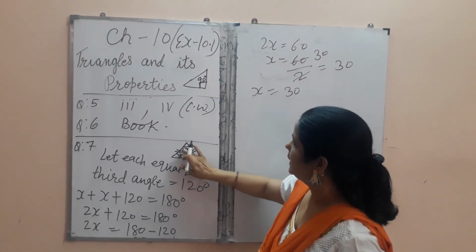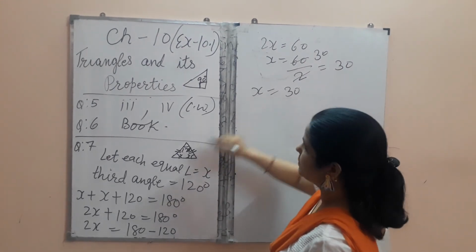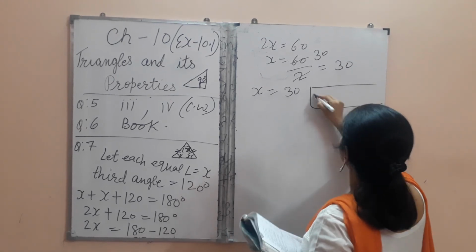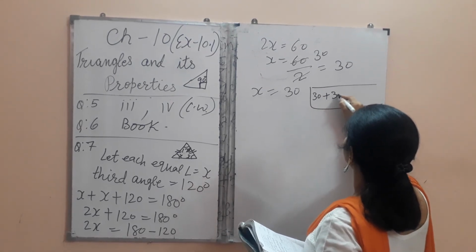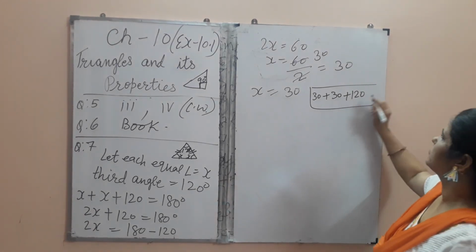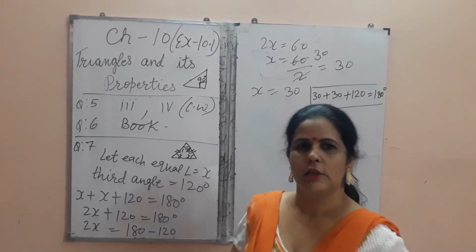So the angles will be 30, 30 and 120. Let's see whether the sum is 180 or not. 30 plus 30 plus 120. 30 plus 30 is 60. 60 plus 120 equals 180. So the value of x is 30.